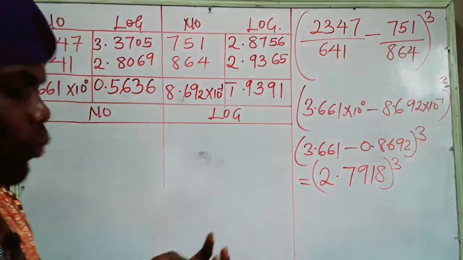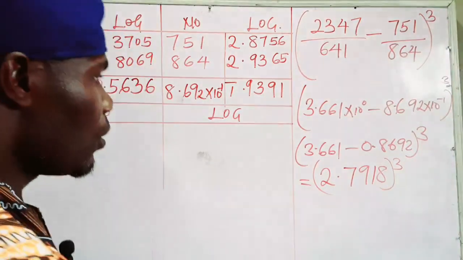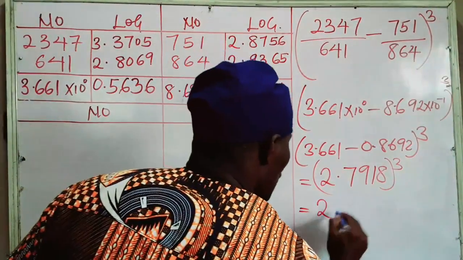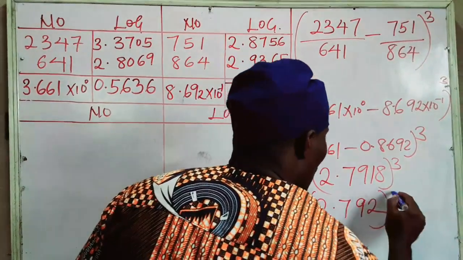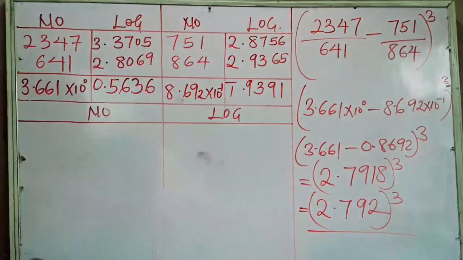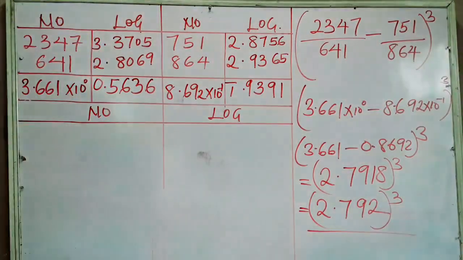But to make it easy, because we are using a 4-figure table, you try to approximate this to become 2.792 all raised to the power 3. So this is now exactly what I want to find. We are going to evaluate the value of 2.792 all raised to the power 3.